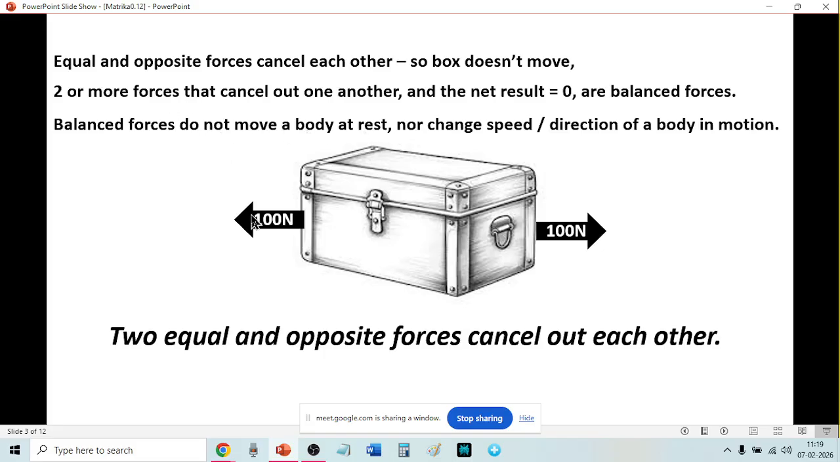When they are balanced, when they cancel out each other and the total is 0, the net effect is 0.